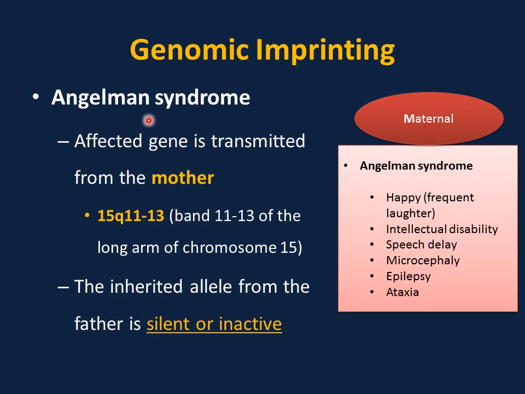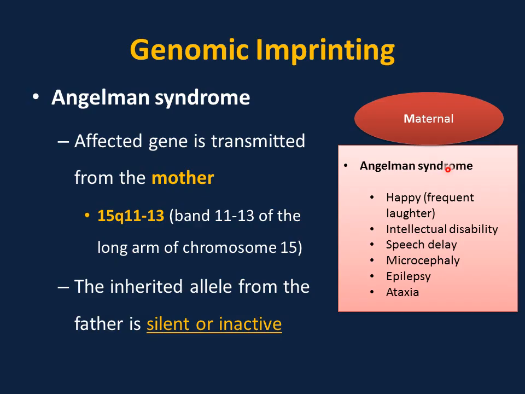In the case of Angelman syndrome, it is the opposite. The affected gene is transmitted from the mother, and this is the same gene as in Prader-Willi, but transmitted from the mother, which is a mutation on band 11-13 on the long arm of chromosome 15. The inherited allele from the father in this case is silent or inactive, like it is not there.